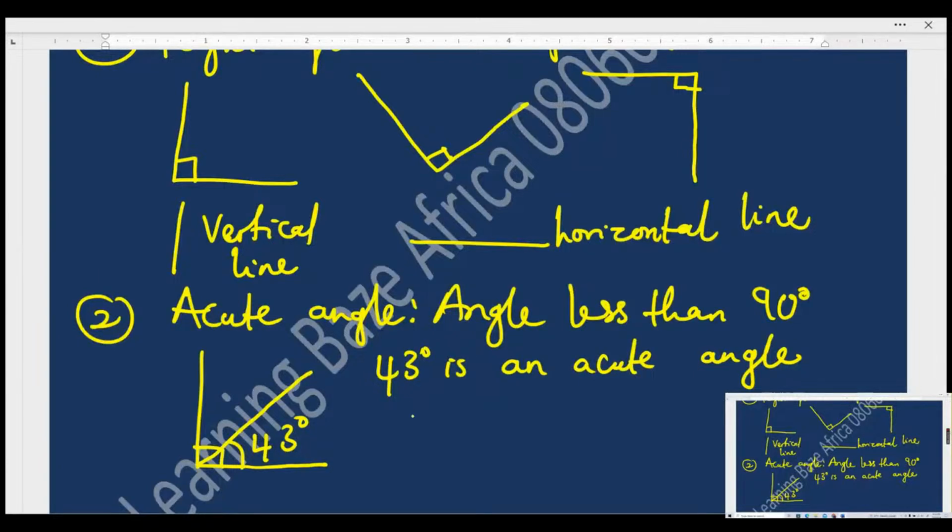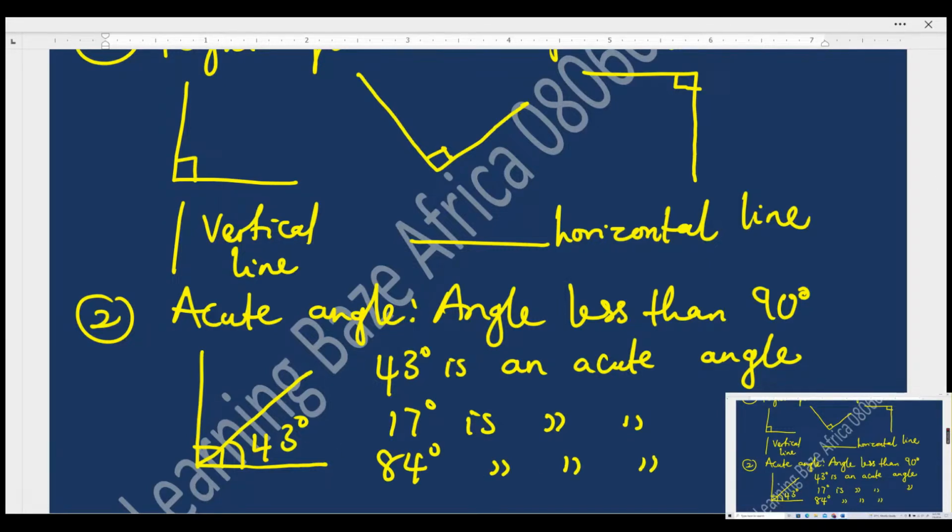Another example of an acute angle is 17 degrees. 17 degrees is an acute angle. 84 degrees is an acute angle. So any angle that is less than 90 degrees is called an acute angle.